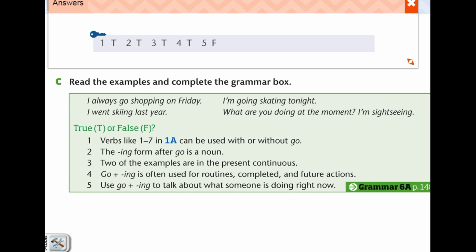No, it's false. If you say, we always go shopping on Friday, you're talking about the present, simple present, routine, not what the person is doing right now. If you say, I'm going skating tonight, you're talking about future. I went skiing last year, you're talking about the past. Okay? When we use something to say the person is doing in that right moment, we use the present continuous, not go plus the verb in the ing, right? So number five is false.